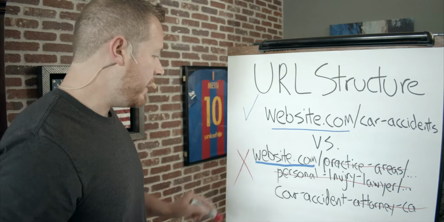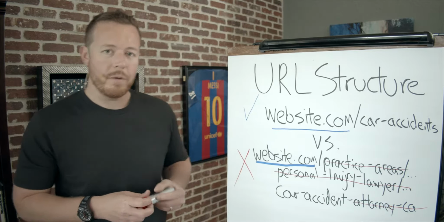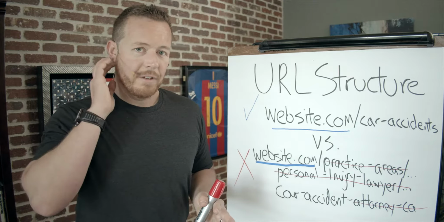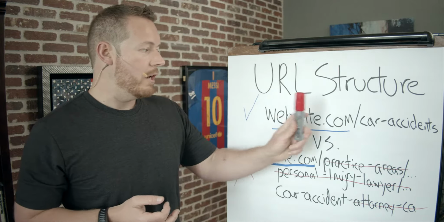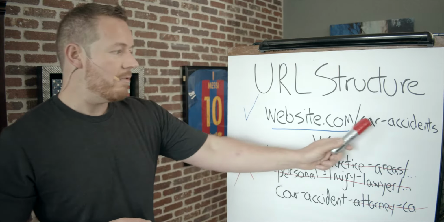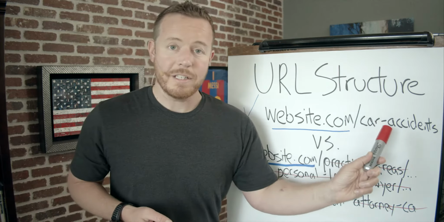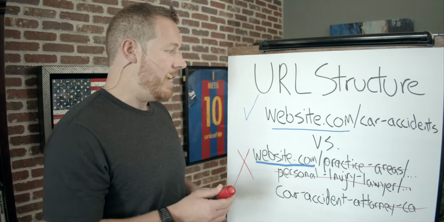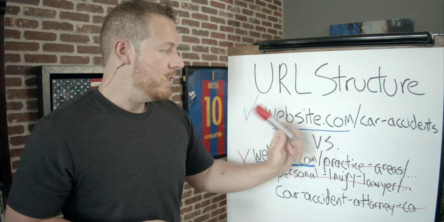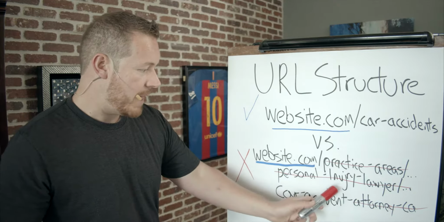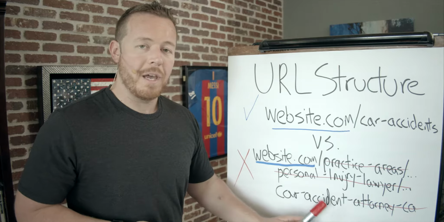So this right here is the wrong way to do it. If you have a website that has all these really long URLs, you need to start looking at the possibility, if it makes sense, to switch to something like this, because this right here, website.com/car-accidents, is what Google is saying they want to see. They want shorter URLs, and they say the closer this page is to here, the more important they think it is.